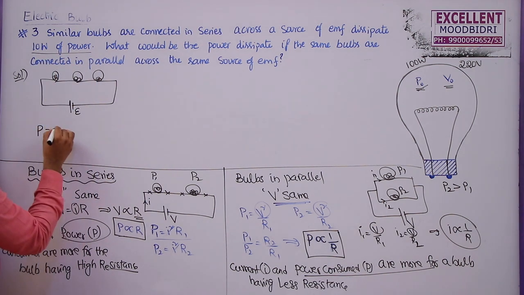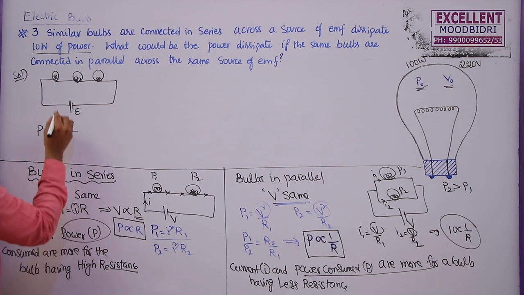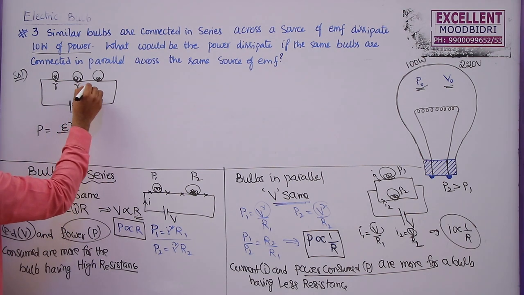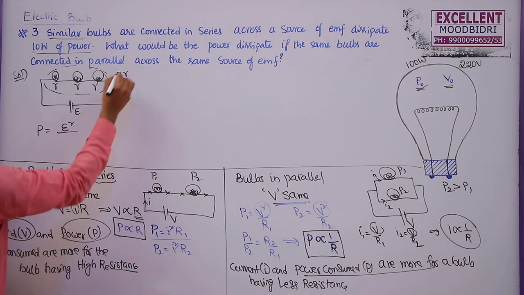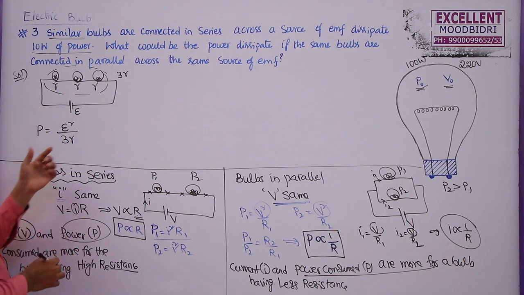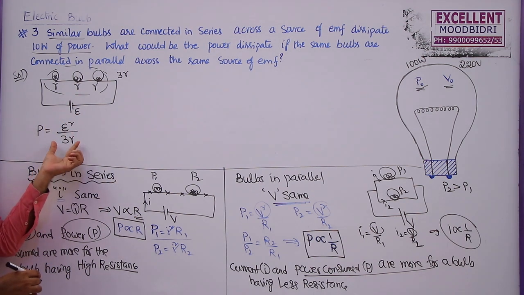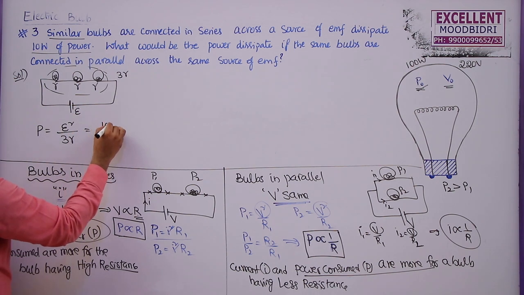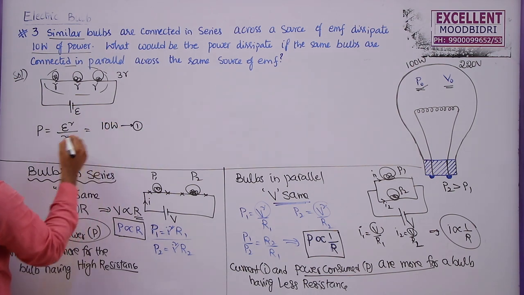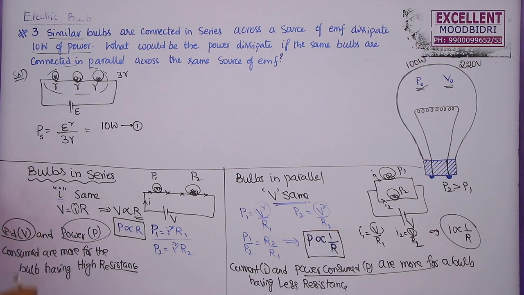So power consumed is given by E square by resistance R. All are similar, so the total resistance of this combination will become 3R. So power P is equal to total voltage square by total resistance, which is E square by 3R. So this is equal to 10 watts. Let me take it as equation 1, as it is the power consumed in series combination. So let me take PS as 10 watts.